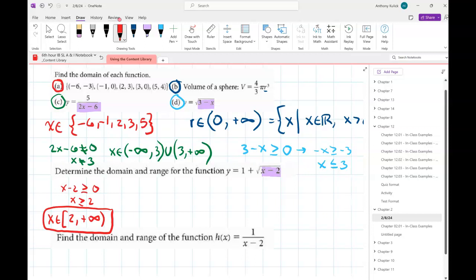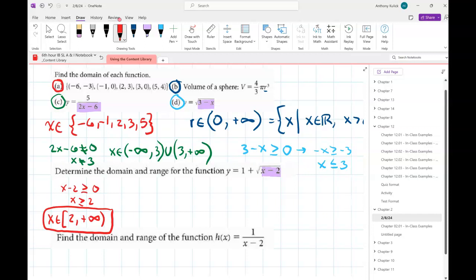So the next thing I want to think about is this square root part, right? So if I take two numbers like 4 and 9, 4 is less than 9. If I square root them, I get 2 and 3. I notice that 2 is still less than 3, correct?